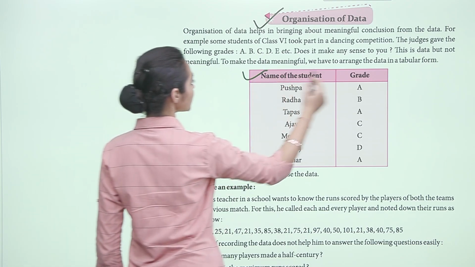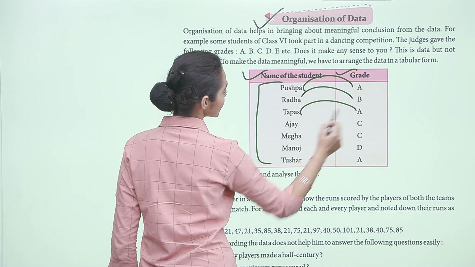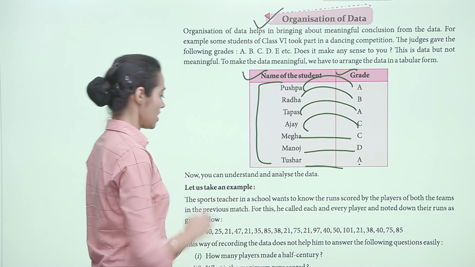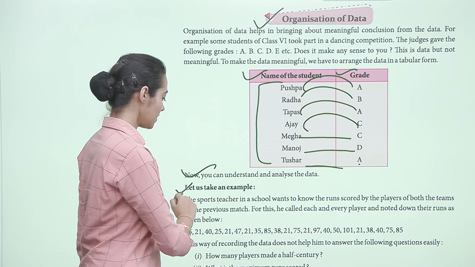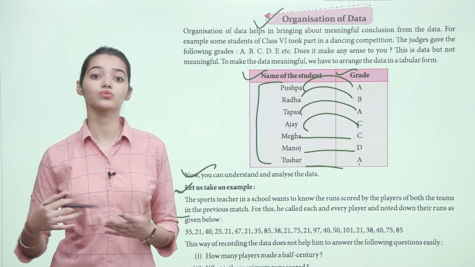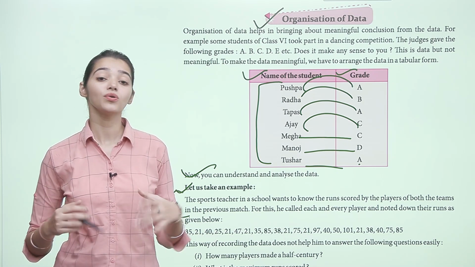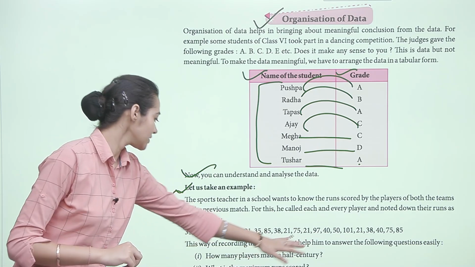Here are the names of students and their grades: Pushpa A grade, Radha B grade, Tapas B grade, Ajay C, Megha C, Manoj D and Tushar A grade. Now you can understand and analyze the data. Let us take an example: the sports teacher in a class wants to know the runs scored by the players of both the teams in the previous match. For this, he called each and every player and noted down their runs as given below. So these are their runs.